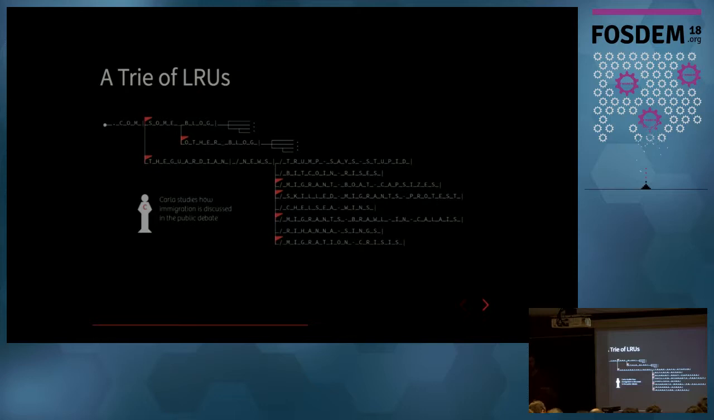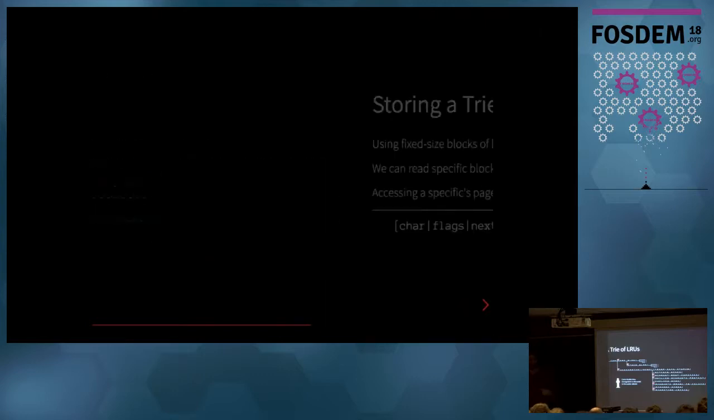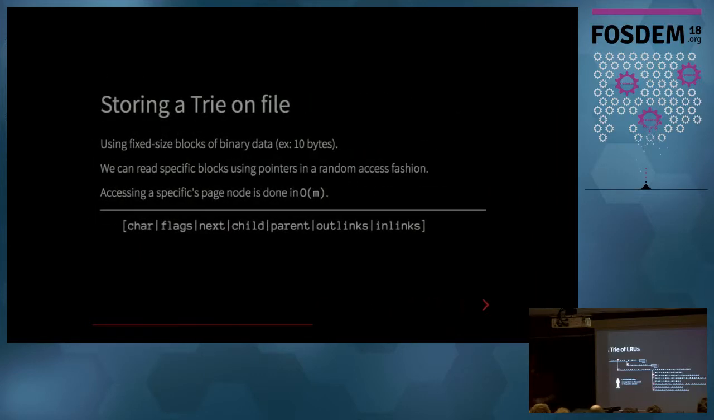So basically, we are just going to build a tree which stores, at character level, the LRUs of our graphs. That's all. So how do we do that on file? It's quite simple. We use fixed-size blocks of binary data. For instance, 10 bytes or 80 bytes, we decide something. And because we have a fixed size, we can access the blocks in the file in a random access fashion. So it's quite fast, especially if you have SSDs. Accessing a specific page's metadata is actually done in O(m), m being the length of the actual LRU.